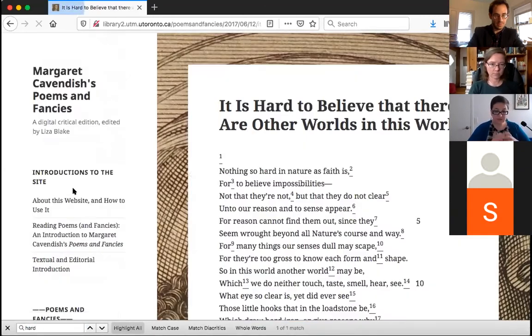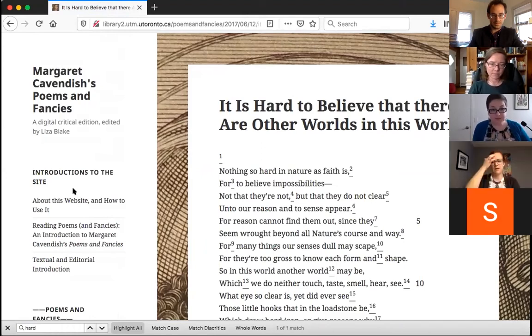Okay. Let's look very quickly at It Is Hard to Believe That There Are Other Worlds in This World. A good sentence for a title. Who doesn't love that for their poem? Now, very quickly, I'm sure a lot of you know it already. This is in her World Within World sequence that comes at the end of part 1 of Poems and Fancies. And like the other World Within World poems, it is her insisting that even as she is a natural philosopher, she wants the right to speculate about what nature is and what nature could be beyond the realm of the empirical.